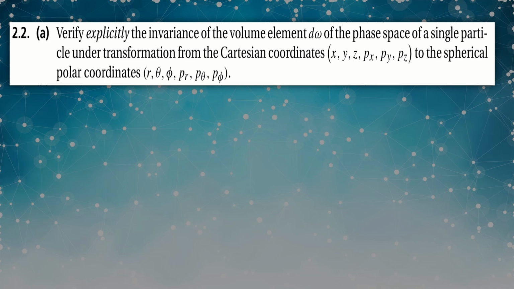So as you saw in my previous video, I have solved and showed that the volume element d omega will be the same for any canonical transformation. We also know that the Cartesian to spherical transformation is also canonical, but we'll show it explicitly. Okay, let's go to the solution.